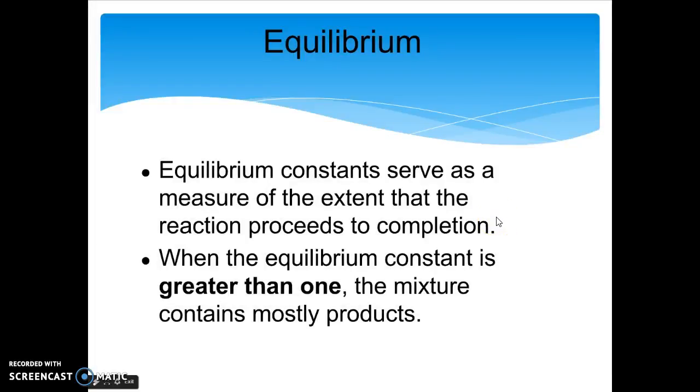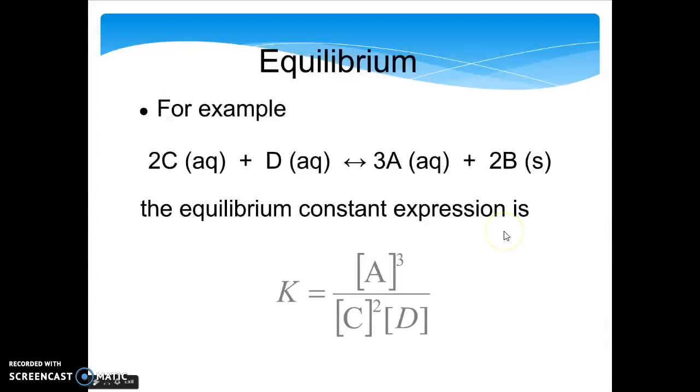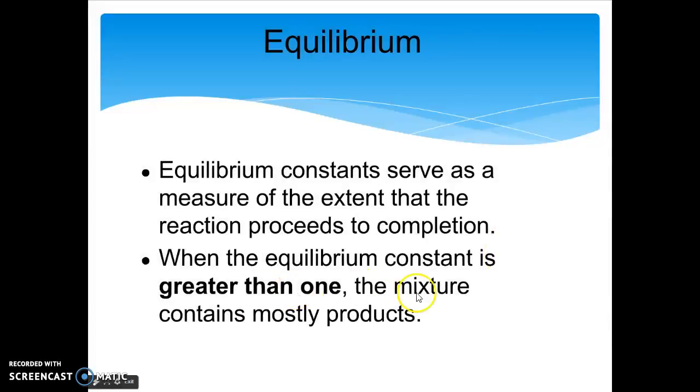So equilibrium constants will serve as a measure of the extent that the reaction proceeds towards completion. So if K, the equilibrium constant, is greater than 1, the mixture contains mostly products. However, if K were less than 1, then the mixture at the end would contain mostly reactants. Okay, so let's do a couple of these and write these.